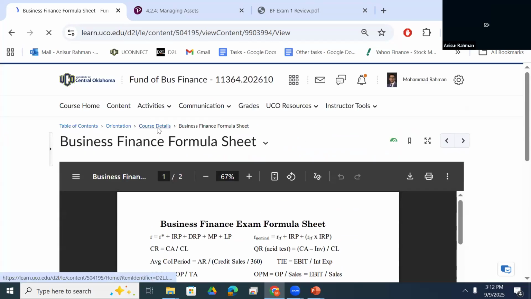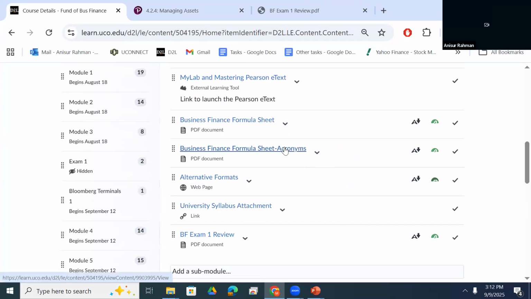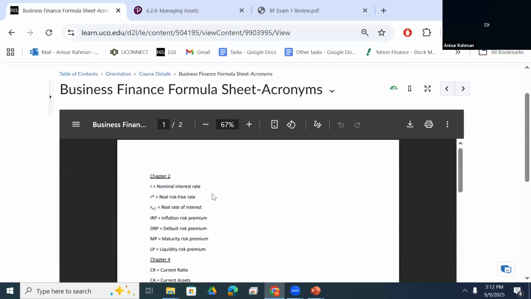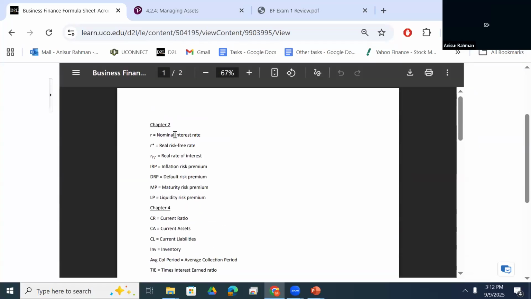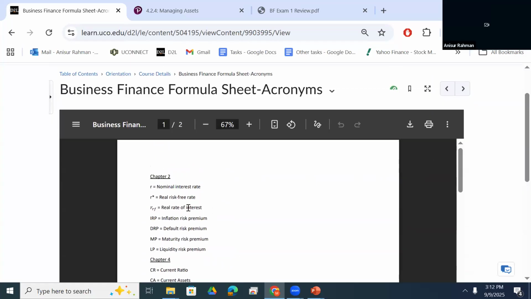Remember, I also have another file here that explains each of these acronyms, right? Or letters. So what does R mean? R star mean on this formula sheet, IRP mean, CR mean, and so on and so forth. Remember, this is not allowed on the test. During the test, only the formula sheet is allowed.